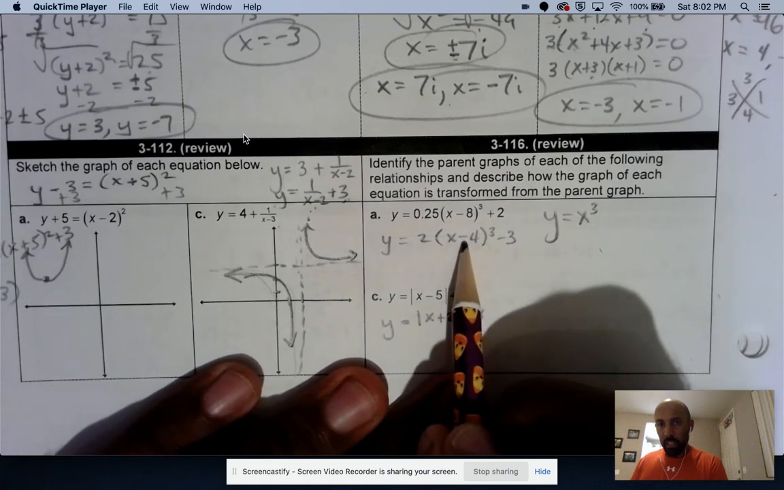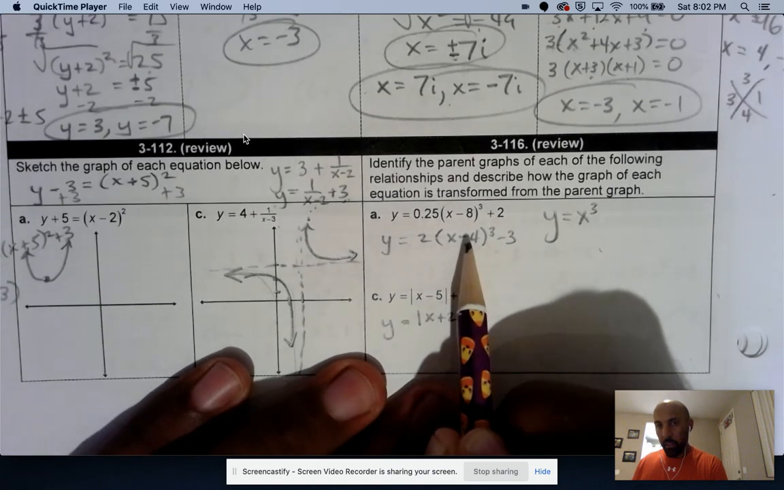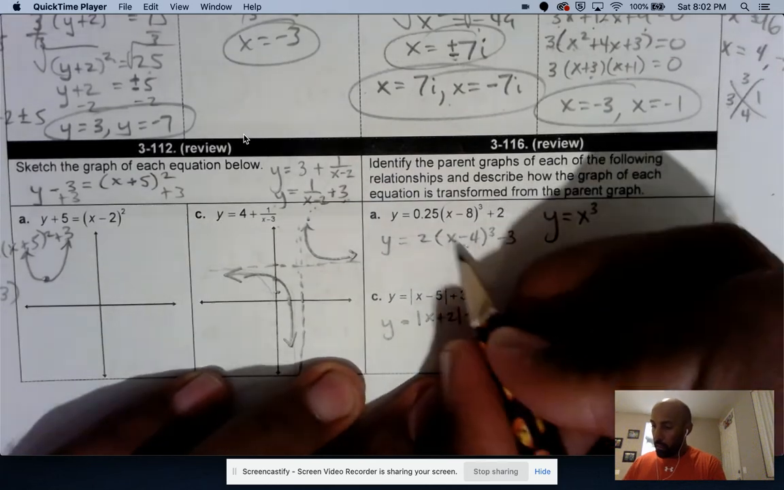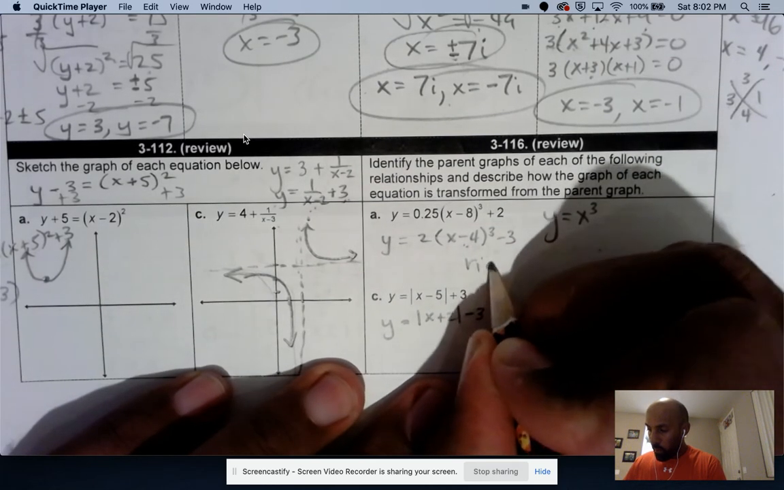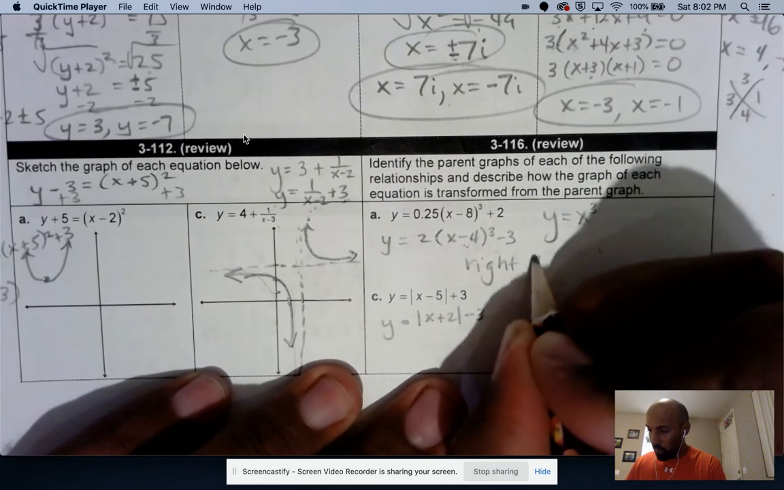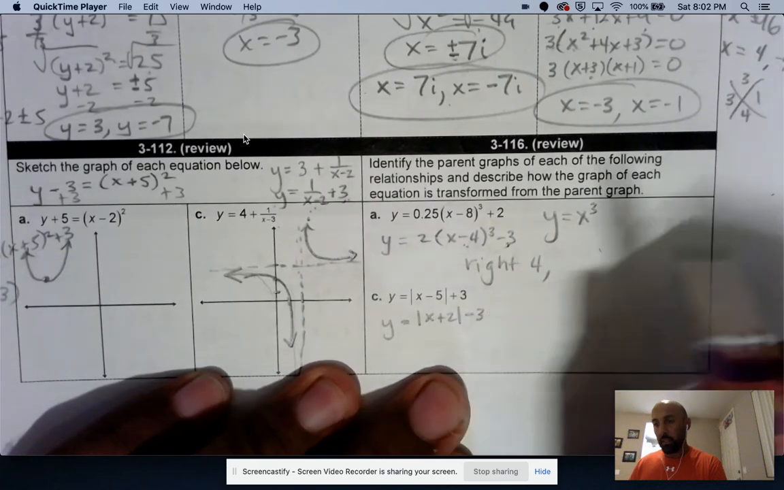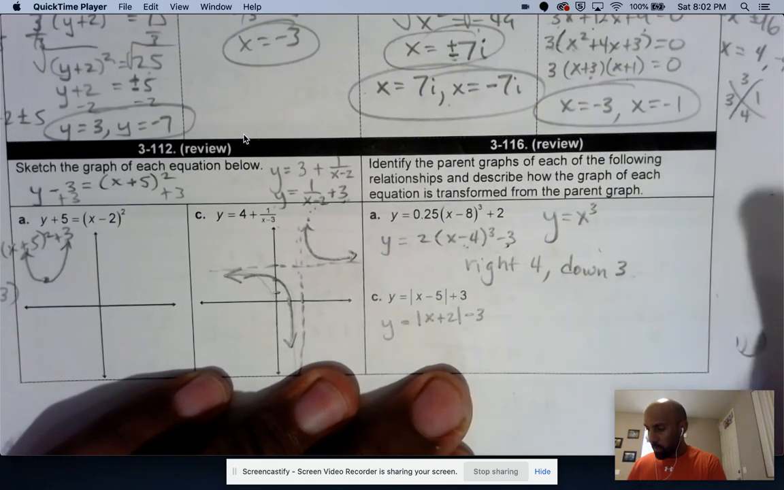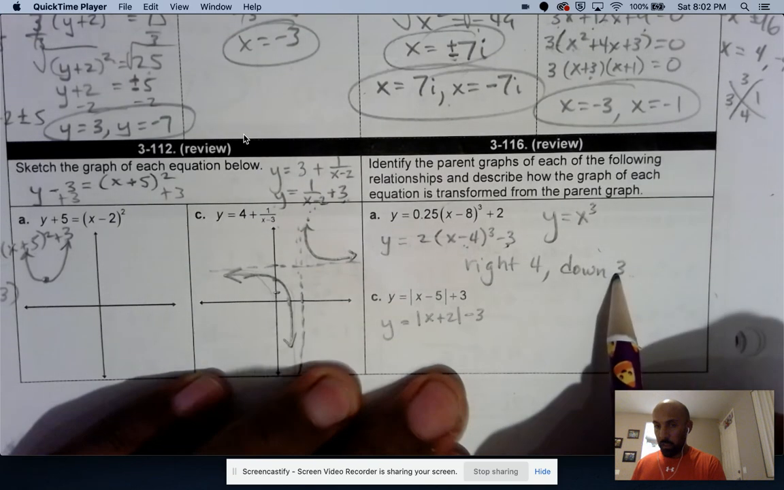I know I'm going to start with the inside, and then the inside of parentheses, if I have -4, well, it doesn't go left 4, it actually goes the opposite way. So it goes right 4. So this moves right 4. And then I have -3 on the outside, so then that means it goes down 4. Oops, sorry, down 3 is what I meant to say. I think I said down 4.